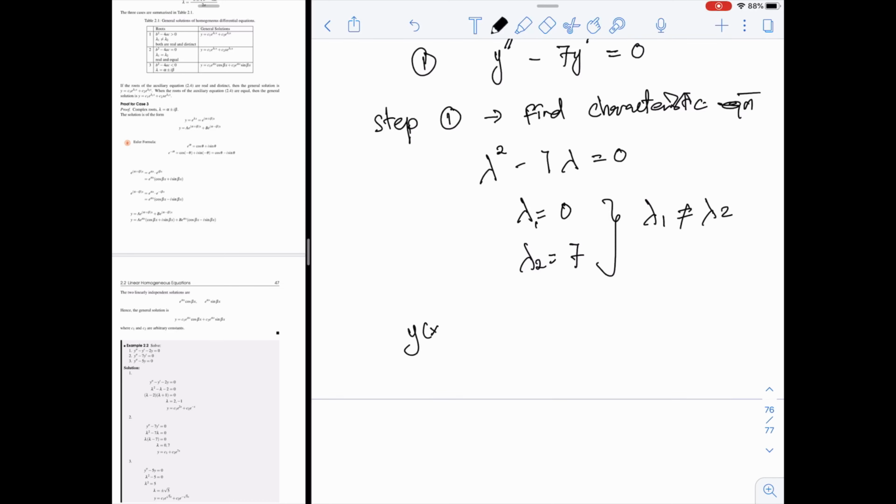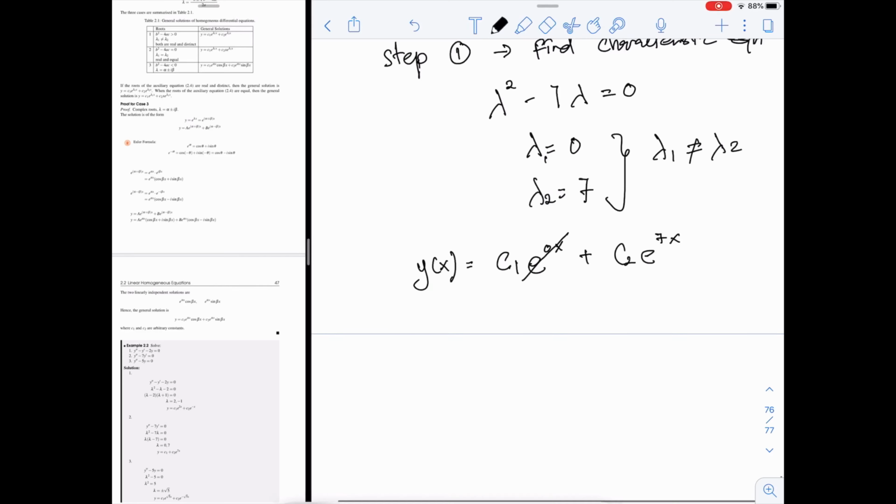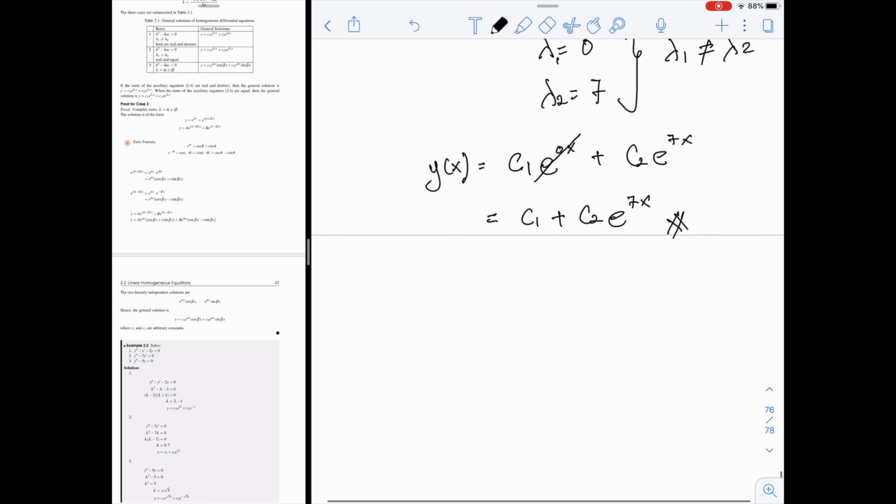So your general solution of y(x) is C1 exponent, taking your lambda first, 0x, plus C2 exponent with your lambda 2, which is 7x. So now you may simplify, and everybody knows that any number with a power of 0 is 1. So you will end up with C1 plus C2 exponent 7x. So this is the general solution for this second order differential equation.